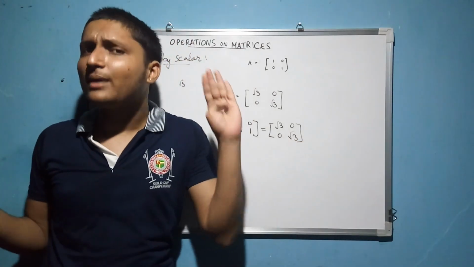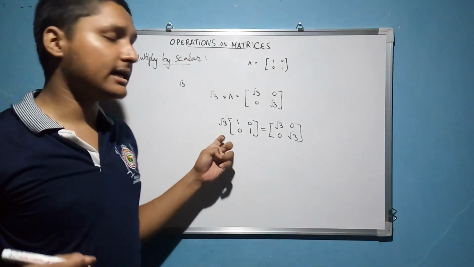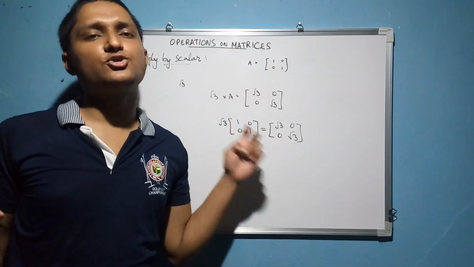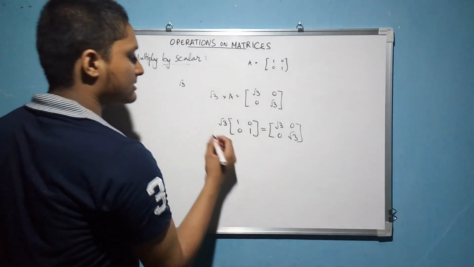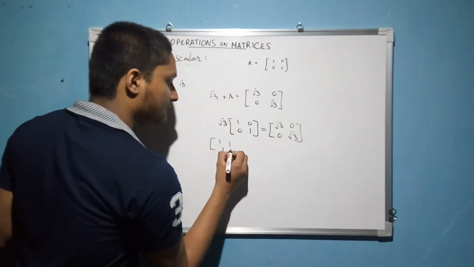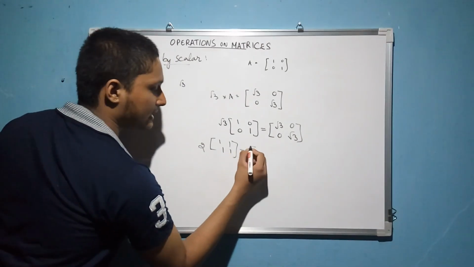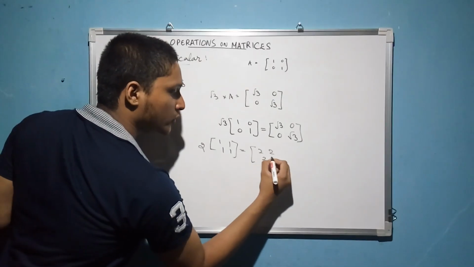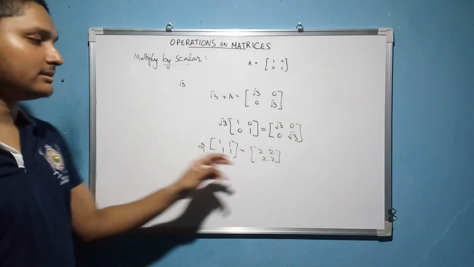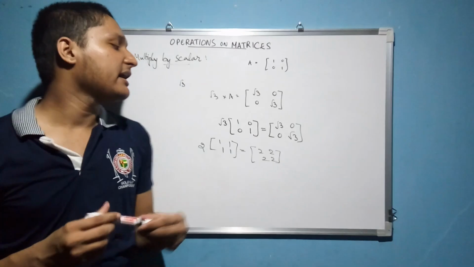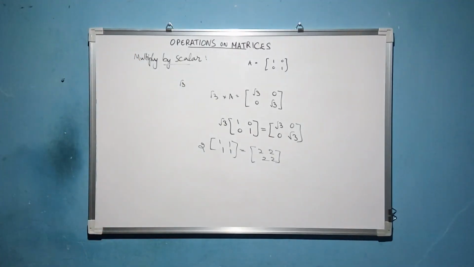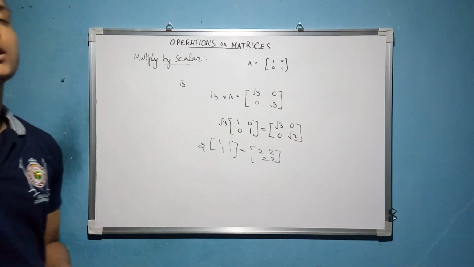So if I multiply any scalar by a matrix, all the elements should be multiplied by it. If I consider the matrix 1 1 1 1 and multiply it by 2, where 2 is one of the scalars, then it forms 2 2 2 2. That is what you are going to get. That means every element should be multiplied by 2 in order to satisfy multiplication by a scalar.